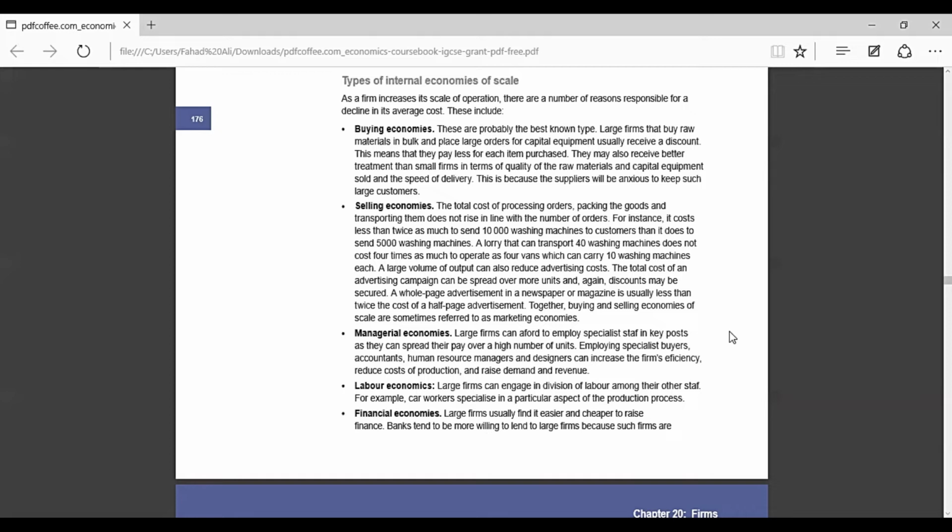But sir, one thing I don't understand. All of these economies of scale only happen when the business increases, right? This majorly happens with big businesses, not with the small ones. But sir, small businesses can also have the advantages of selling economies, right? No, that is next to impossible.